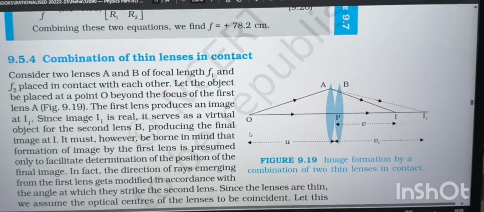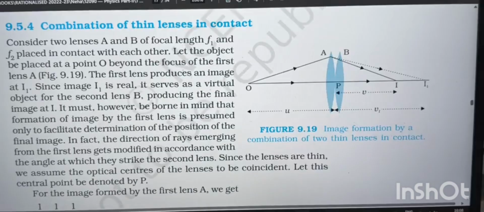Now for one lens you have seen how the power is and how everything is, but what if the two lenses are combined together? So that is what they are saying. Suppose take lens A, lens B. Now focal length for A will be f1, for B it will be f2. They are in contact. Let the object be placed at point O somewhere beyond this focus. Then the first lens will give an image I1. Now I1 is actually a real image.